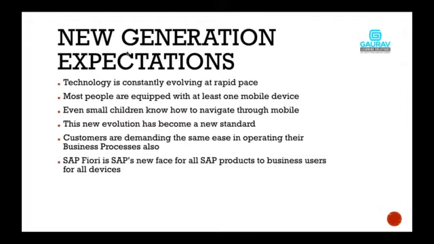Nowadays, whatever transactions we are doing, banking, ticket booking and all, we are doing everything on the mobile. So customers are demanding, why can't we also do our business processes on the mobile device? SAP Fiori is the new SAP face for all SAP products to the business users for all devices. So the answer from SAP is to use SAP Fiori, which will allow you to do all your transactions, even business process transactions, from your mobile devices.